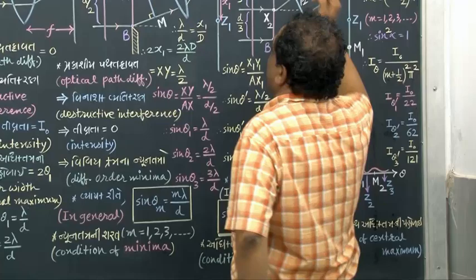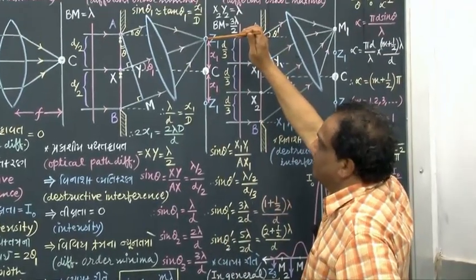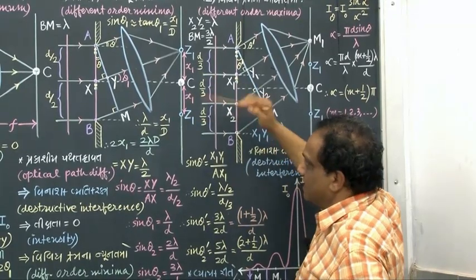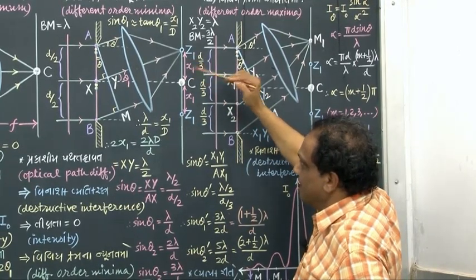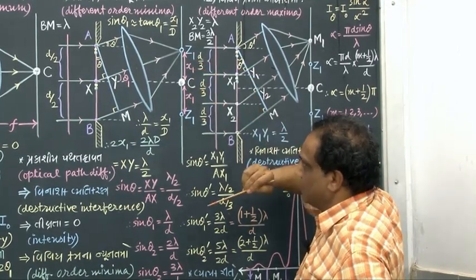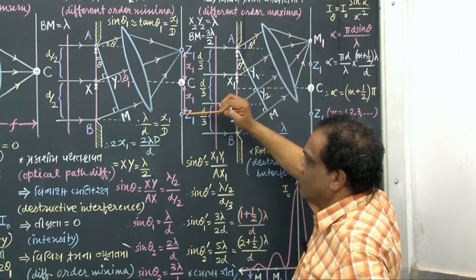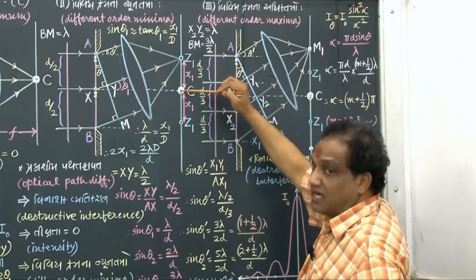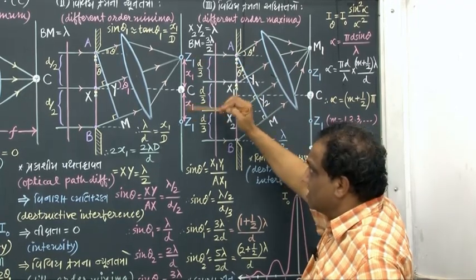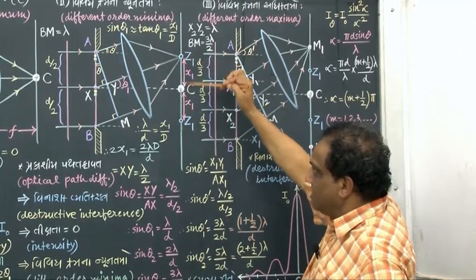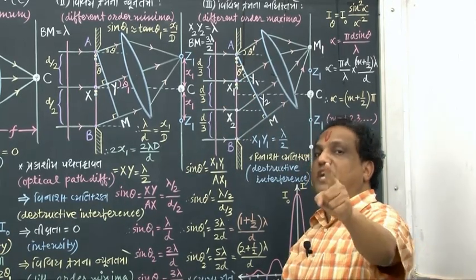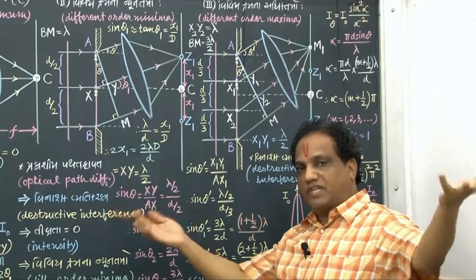Look, here is first order minimum, correct? On upper side. This is first order minimum on lower side. Suppose this much distance is x1. This is also x1. So from here to here, it will give you distance between two first order minima on either side of central maximum. And this distance, which is 2x1, will give you linear width of central maximum. So let us find out formula of 2x1, which is linear width of central maximum.